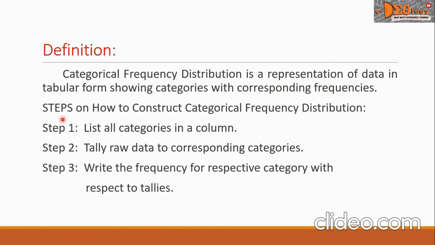Here are the steps on how to construct categorical frequency distribution. Step 1. List all categories in a column. Step 2. Tally raw data to corresponding categories. Step 3. Write the frequency for respective category with respect to tallies.